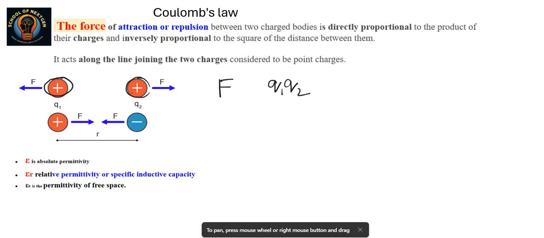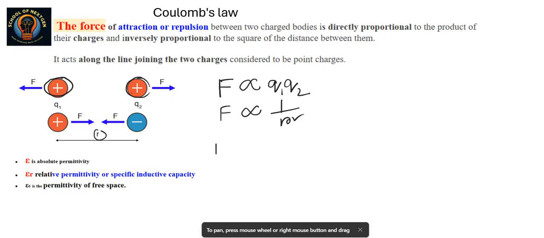Obviously the very first portion of the law is saying that the electrostatic force is proportional to the product of two charges, and the second part of the law is saying that the electrostatic force is inversely proportional to the square of the distance between the two charges. Here two charges are separated by the distance of r. That's why the electrostatic force is inversely proportional to the square of the distance.